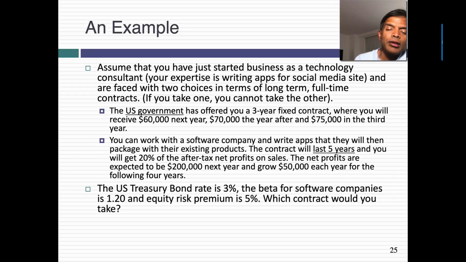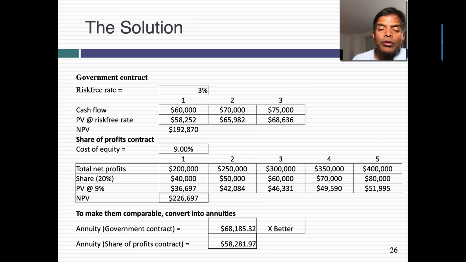The risk-free rate here is 3%, but the beta for software companies is 1.20, and the equity risk premium is 5%. So let's take the first contract. 3 years of guaranteed cash flows, guaranteed by the government. Guess what you should discount these cash flows at? At a risk-free rate. If I take the present value of the cash flows at my 3% risk-free rate, I get a present value of $192.9 billion.